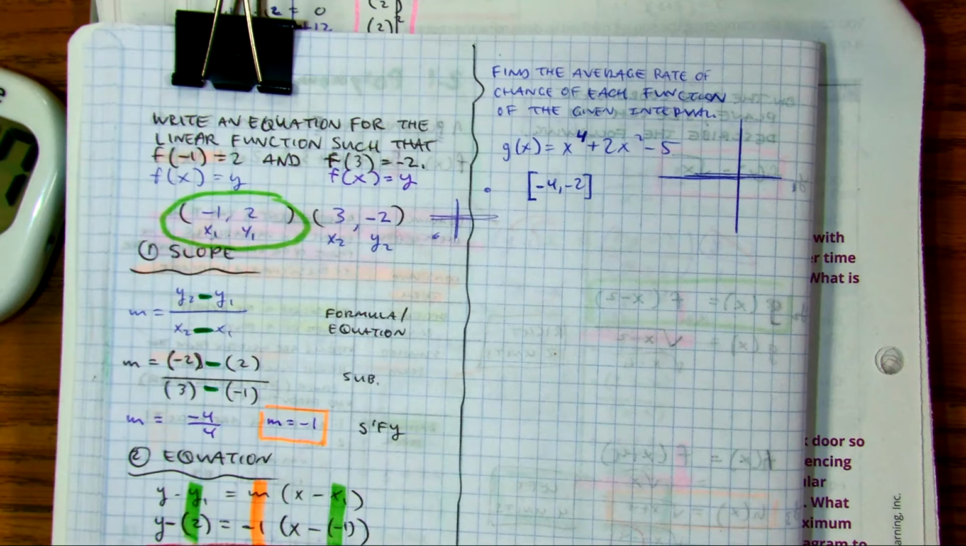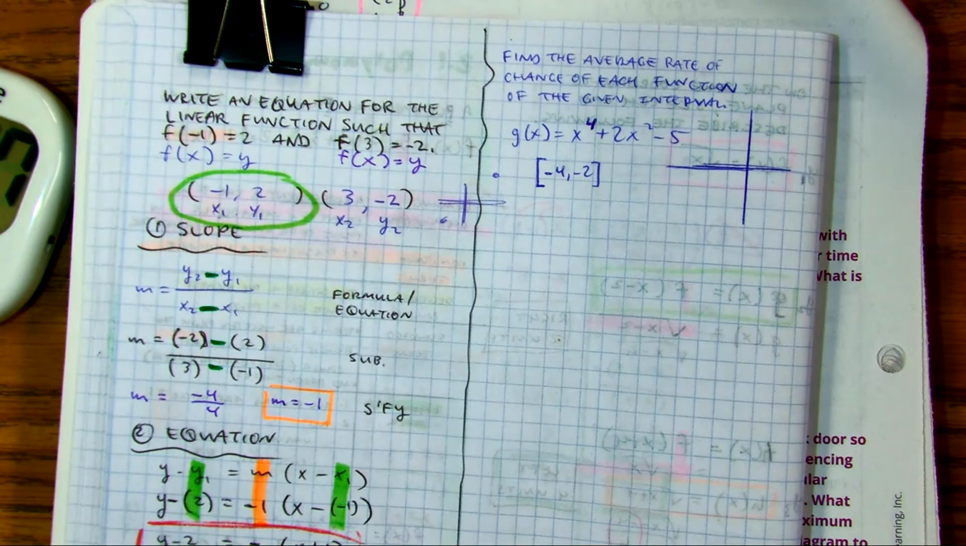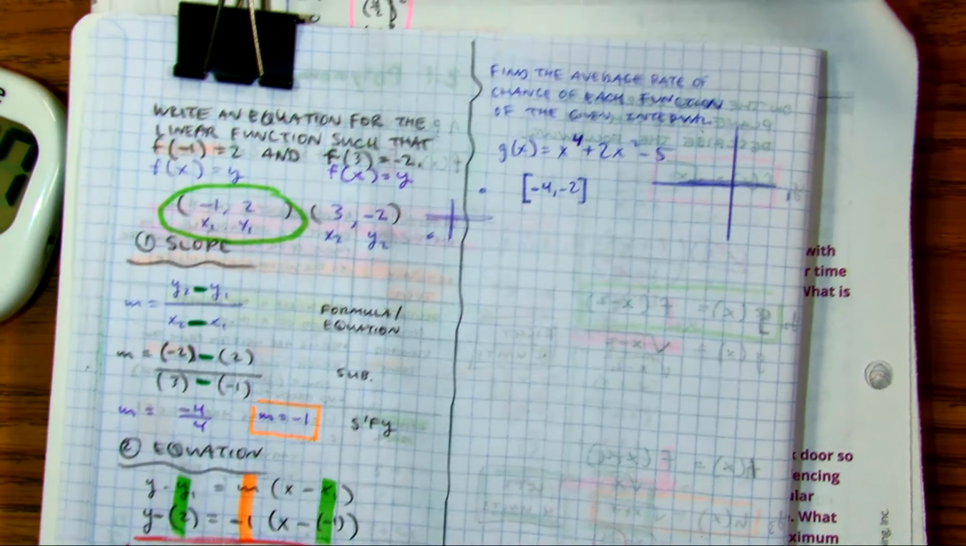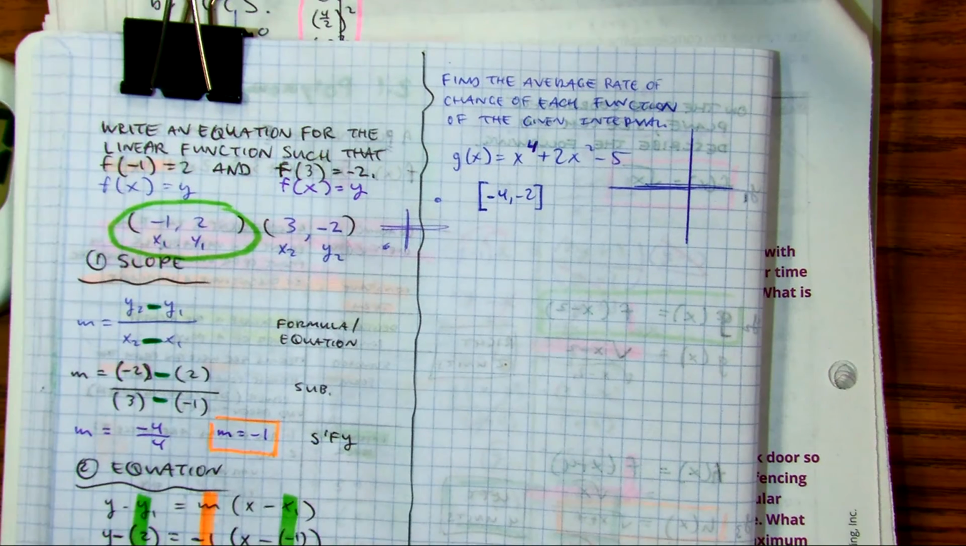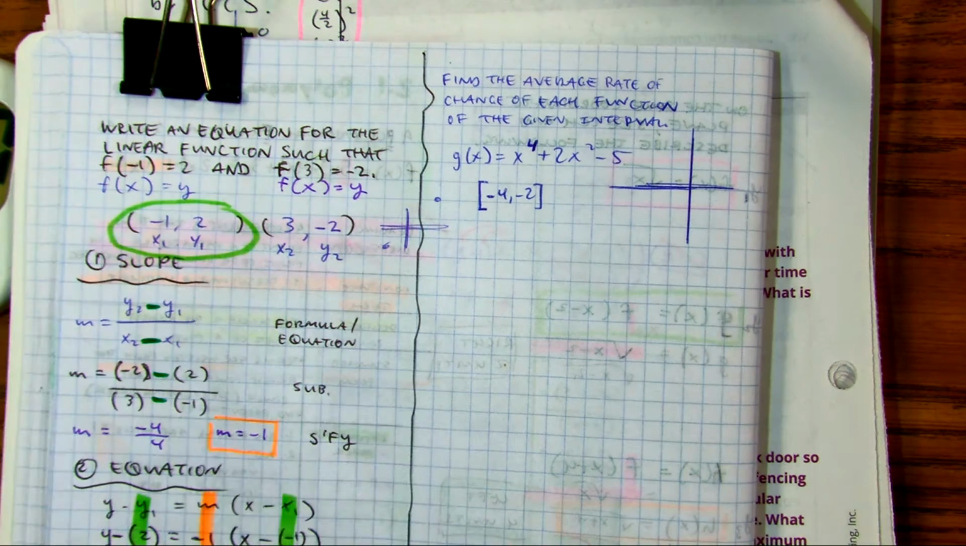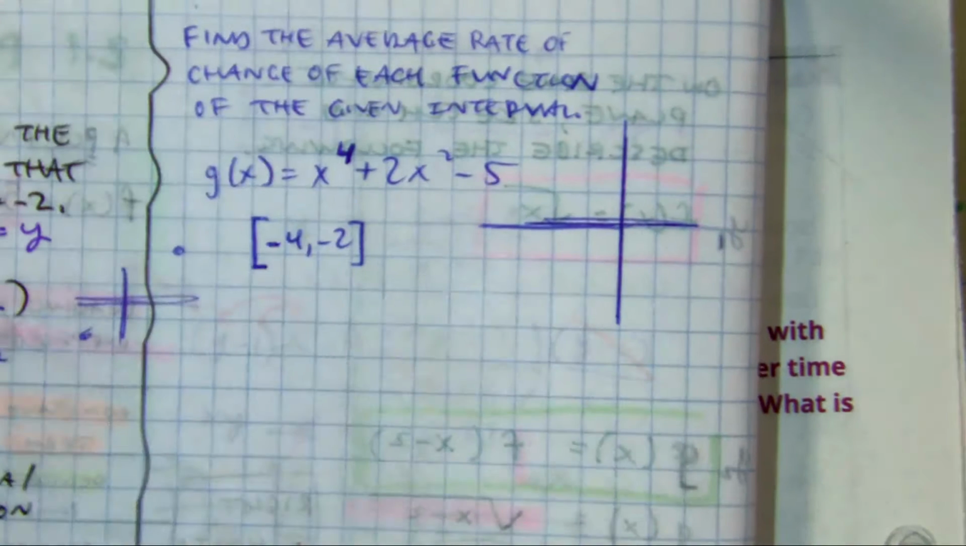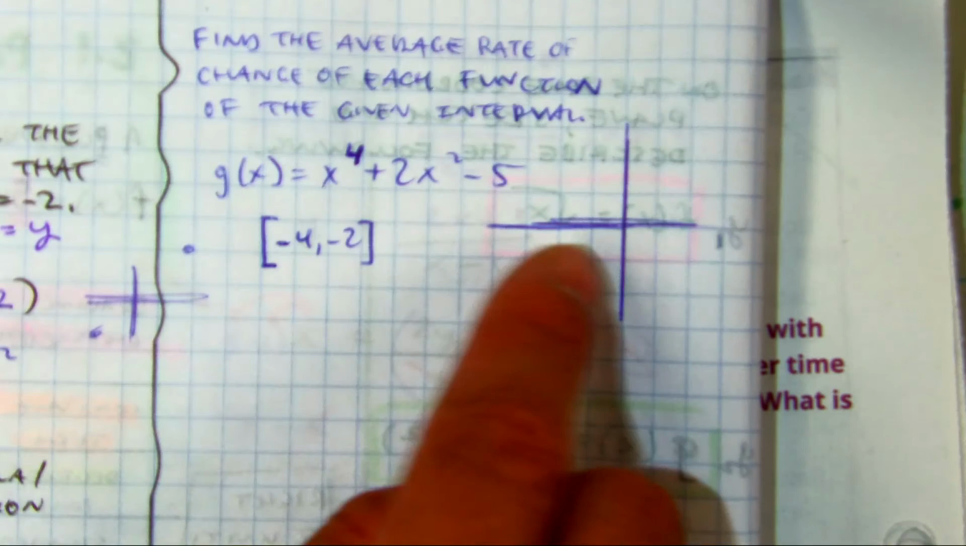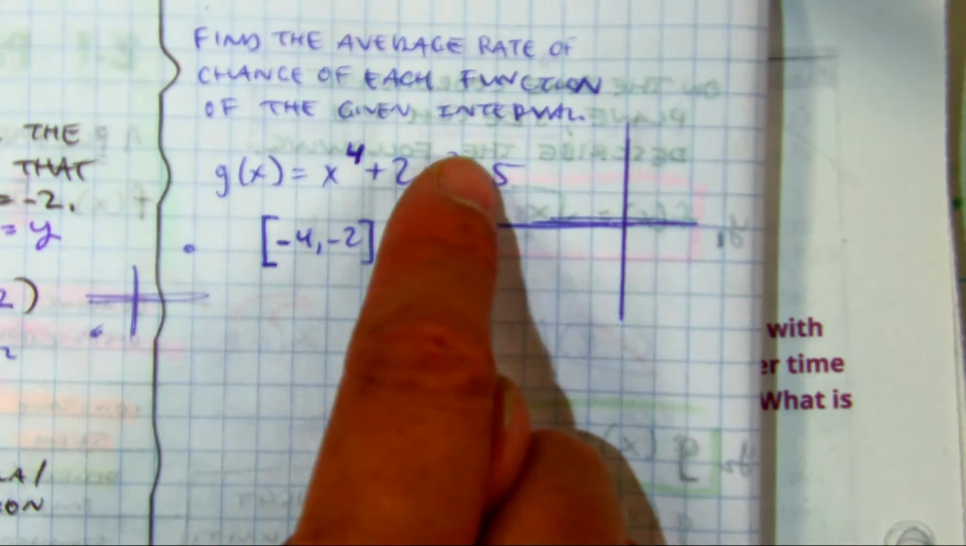Alright, let's go ahead and do this problem. Find the average rate of change of each function on the given interval. So we are doing question number 6. In question number 6, in this function g of x, I have a polynomial, I have variables, descending order, all the exponents are numbers.